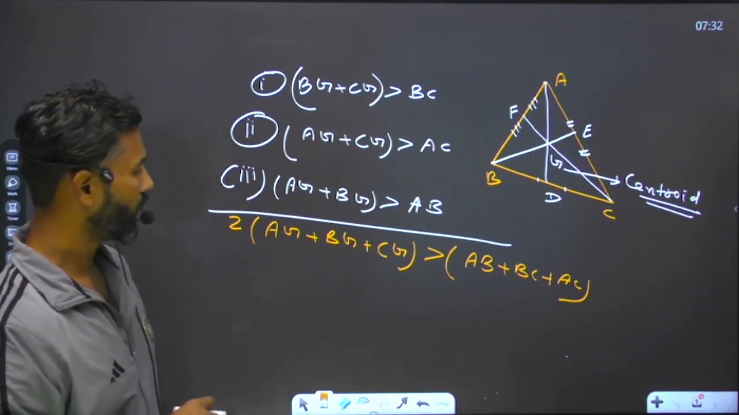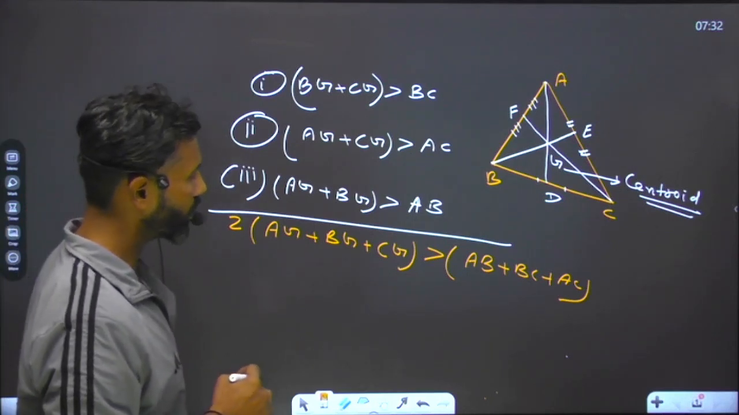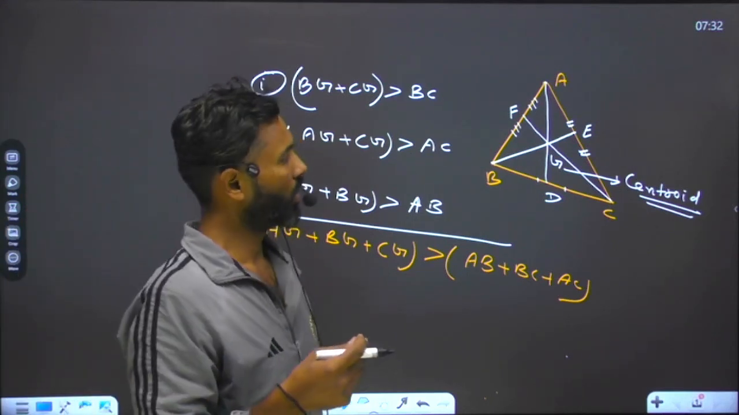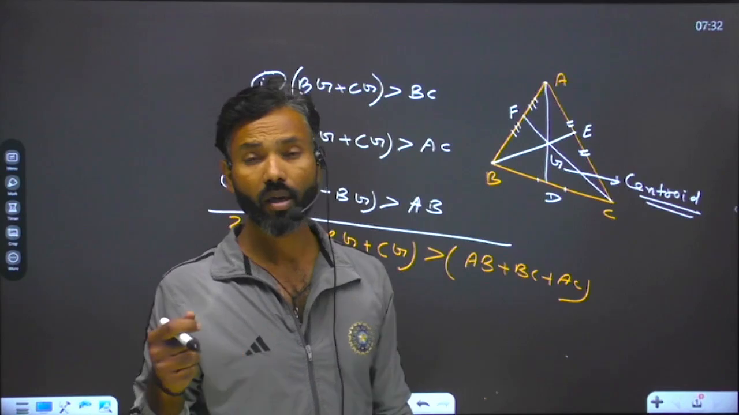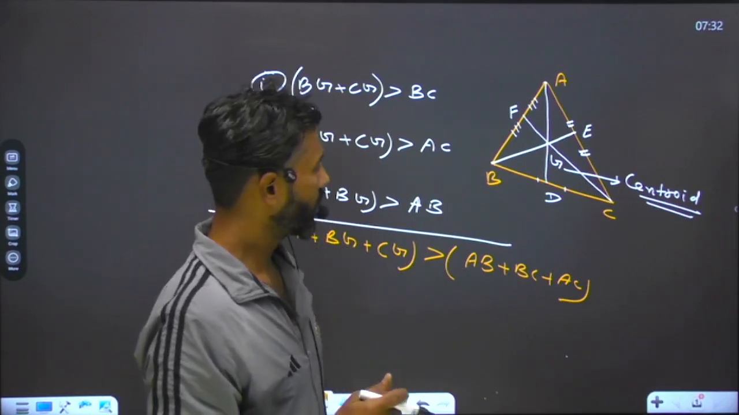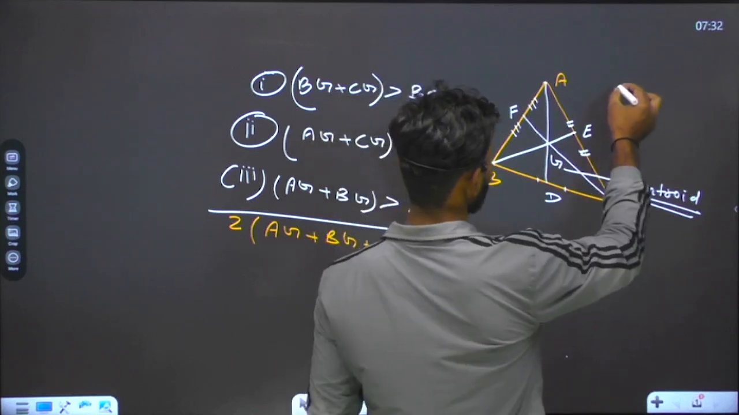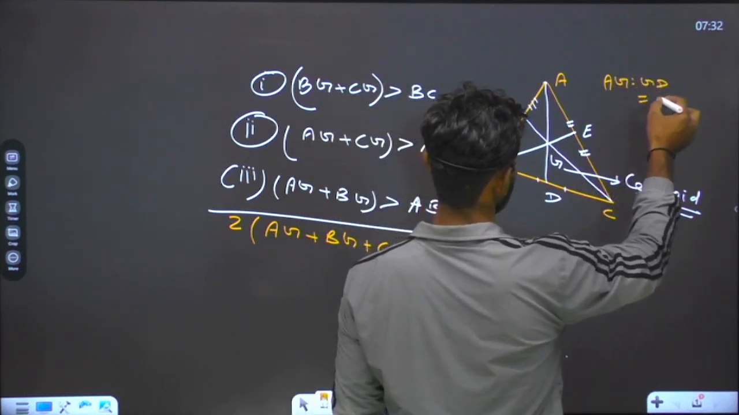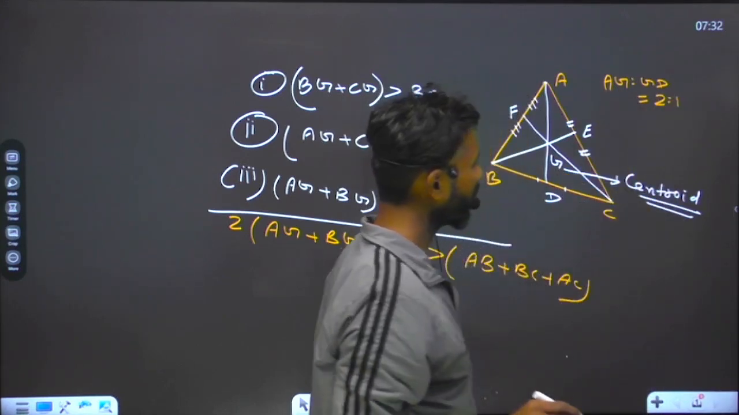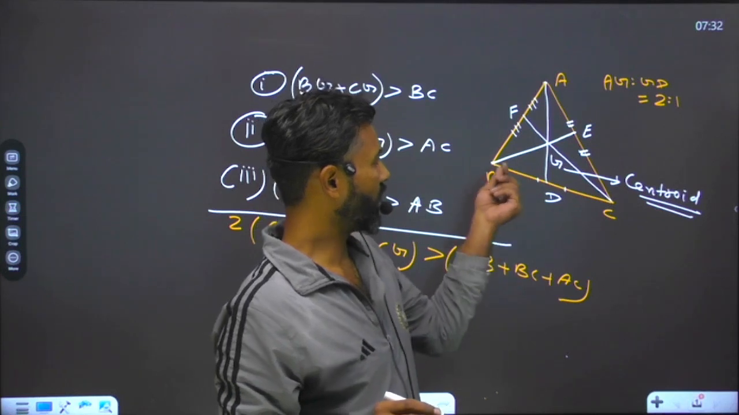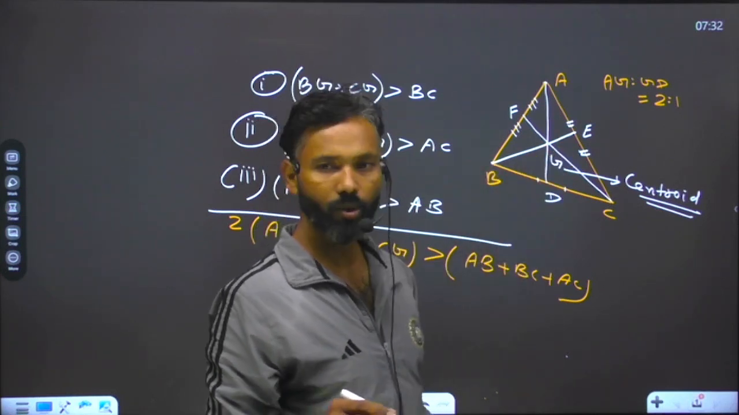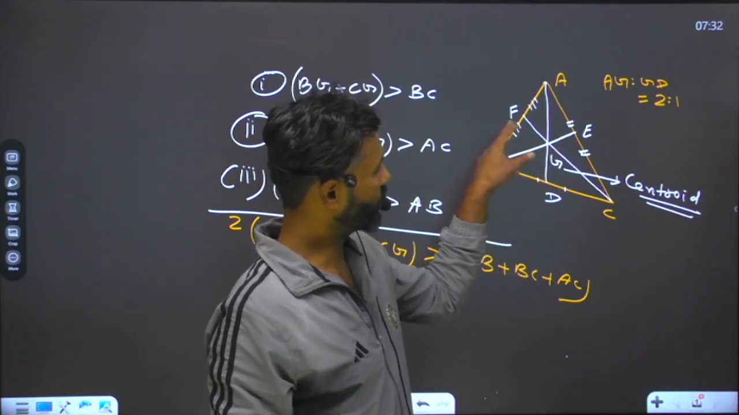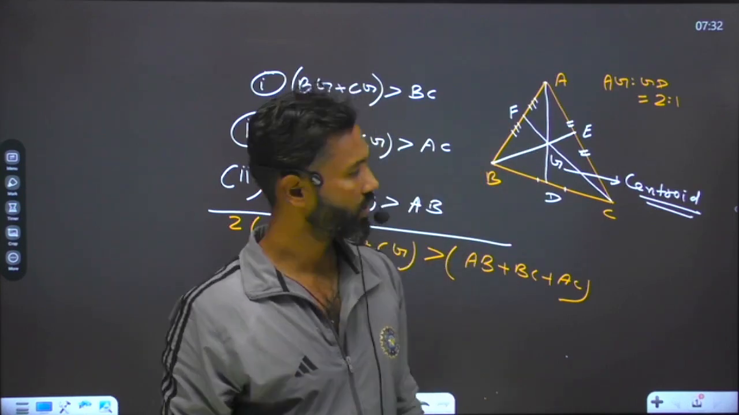Understand that? Now, you already know that we discussed in the previous session that the centroid divides the median in the ratio 2:1. So I can say here AG to GD will be 2:1. In the same way, BG to GE will be 2:1 and CG to GF will be 2:1. This is quite simple.